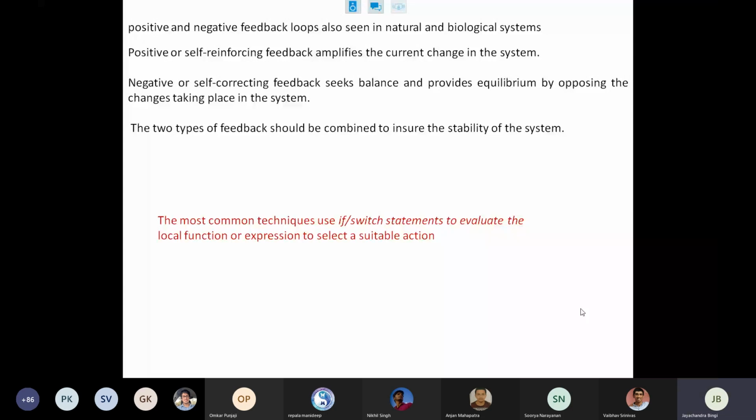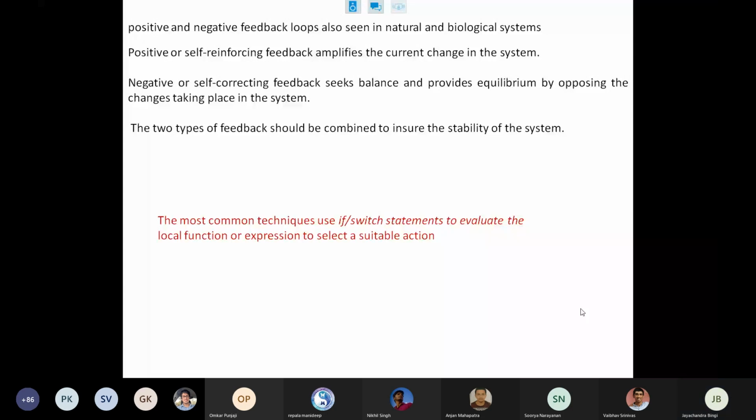Okay, if that feedback is reinforcing the change or increasing the change, then that feedback is called positive feedback. Another name for positive feedback is self-reinforcing feedback. That means that information will make the change become more and more in your system. That is called positive feedback. Another kind of feedback is negative feedback, self-correcting feedback.